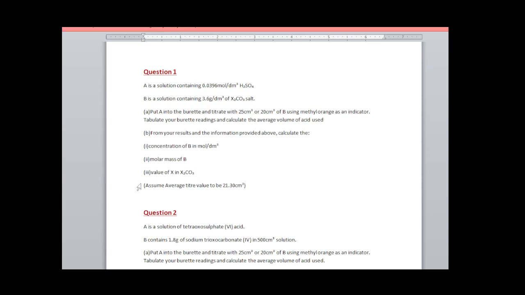Now we are going to assume that our average titre value is 21.30 cm cube. Always make sure that your titre value is in 2 decimal places. That is very, very important. Now let us go to answering the first question, the molar concentration of B.